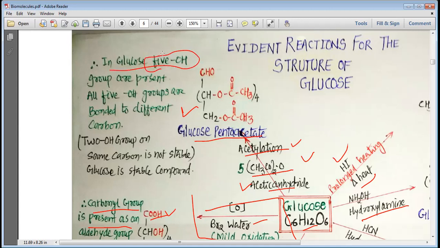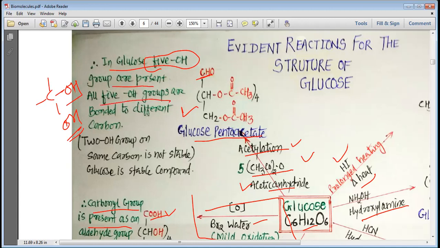Now, if 2 or more than 2 OH groups are present on a single carbon, it is not stable, but glucose is stable. That means there must not be two OH groups present on the same carbon. And on the first carbon, glucose has CHO. That is why all the 5 other carbons have a single OH group present in glucose. And from this reaction, we can conclude that glucose has 5 OH groups present.